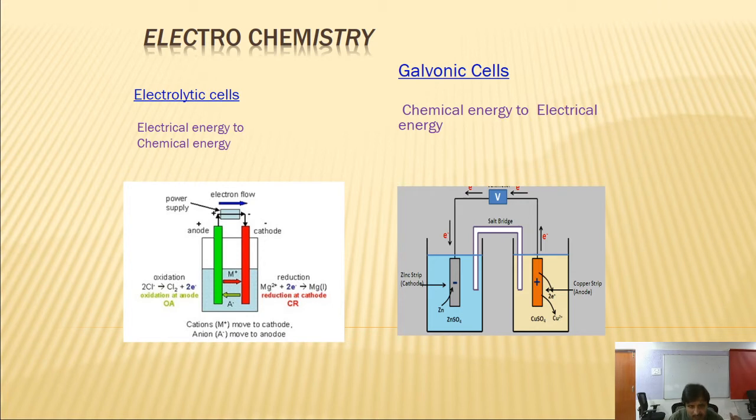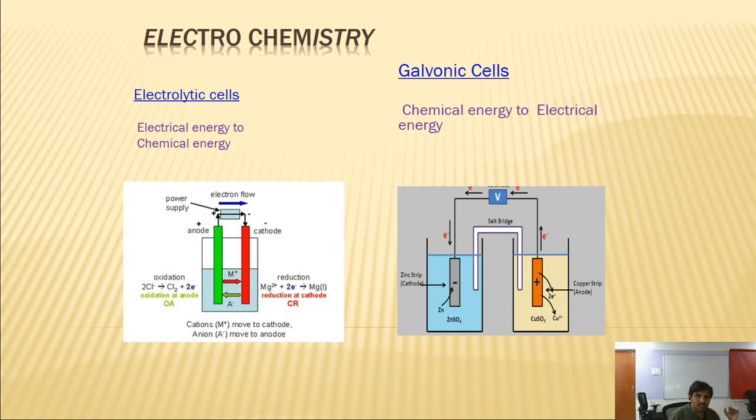What are electrodes? The electrodes are the rods which are dipped in the electrolytic solution. Here two kinds of rods are there. One rod is connected to the positive terminal of the battery, and the next rod is connected to the negative terminal of the battery. The rod connected to the positive terminal is said to be the anode, and the rod connected to the negative terminal is said to be the cathode.